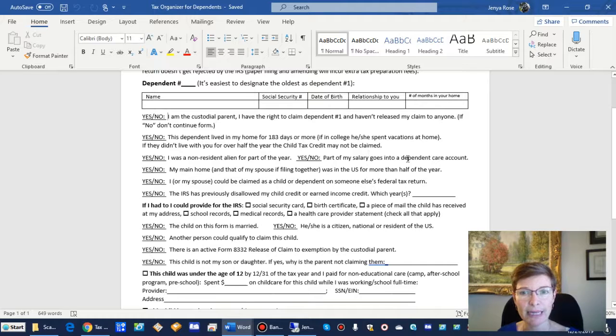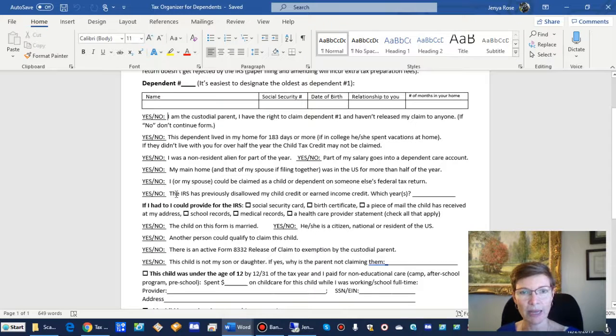And then part of my salary goes into a dependent care account. If you do that at work, just note yes. Your main home, or that of your spouse if you're doing married filing joint, was in the U.S. Yes or no? I or my spouse could be claimed as the dependent on someone else's return. So hopefully that's not the case, but if it is, then I guess that's a yes.